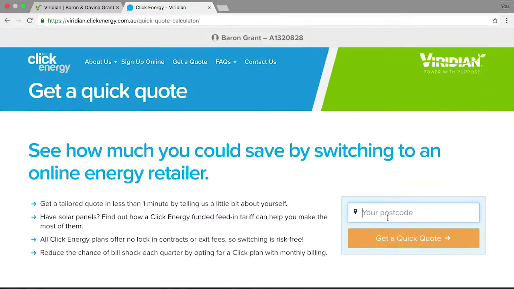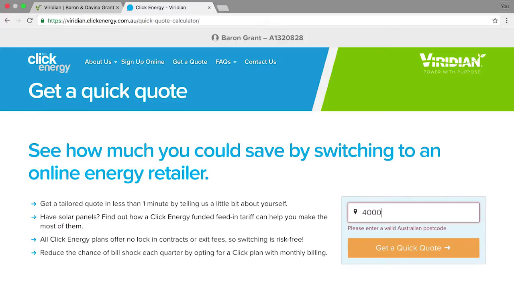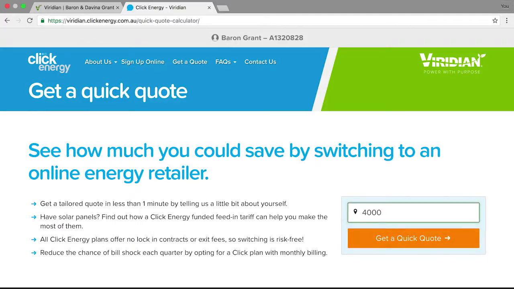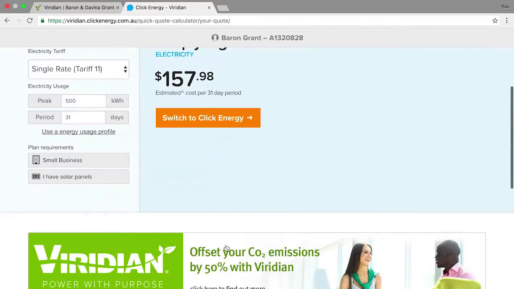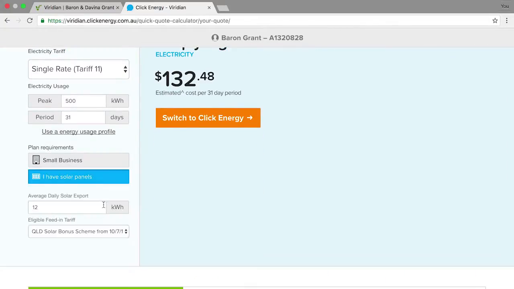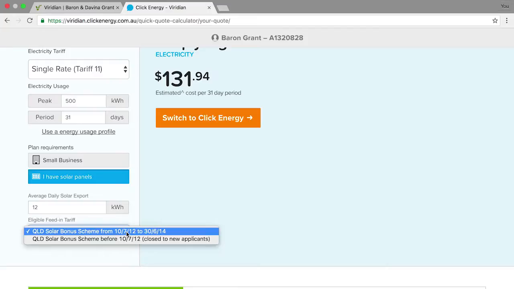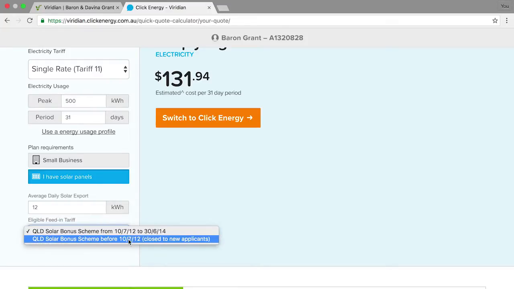Now, let us look at Queensland. This will be very common for associates who are based in Queensland because there are many people up there who have solar panels. Here, as always, we'd click I have solar panels. Now, Queensland is a lot easier. There are only 2 schemes.